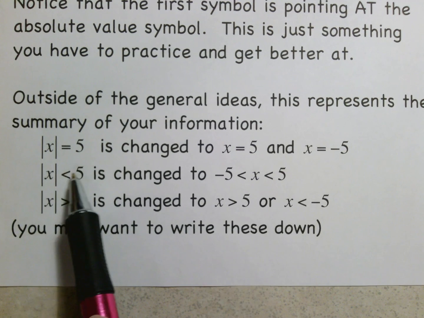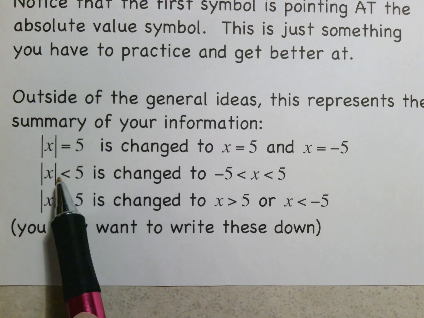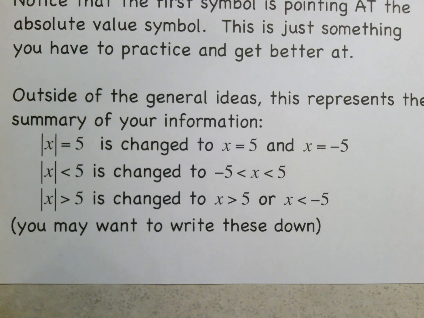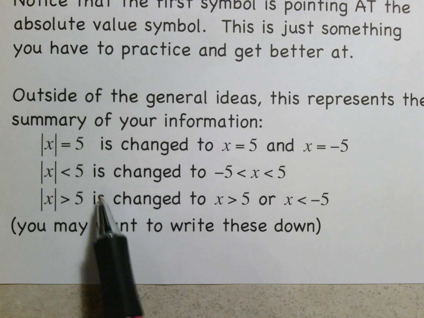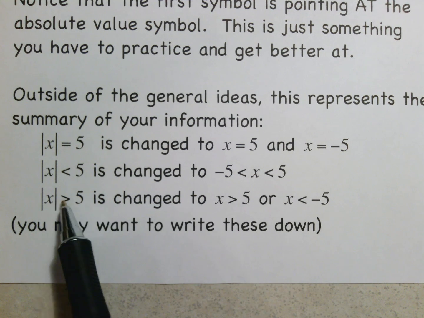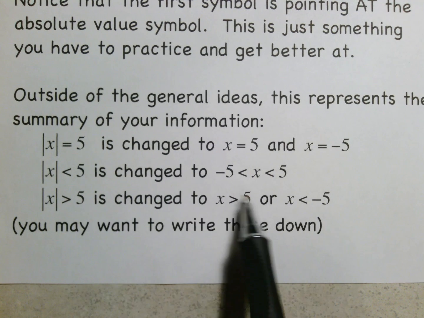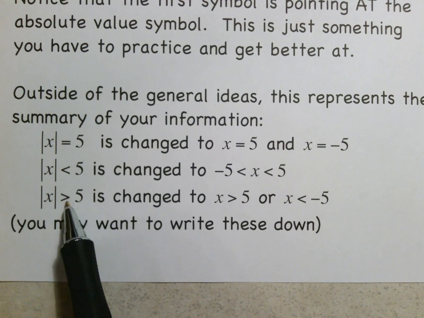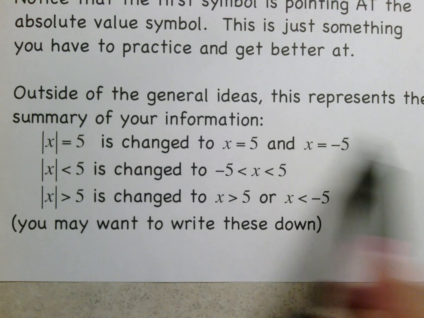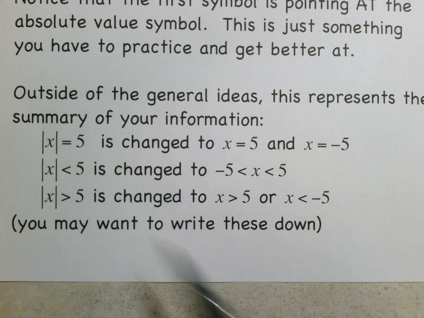Absolute value of x is less than 5, where it points at the bars, is changed to putting a negative, copy the symbol, regular x, copy the symbol, and a regular 5. And if it's pointing at the number, then you put the regular part without the sign, which is x is greater than 5, or you'll keep that, switch, and switch for your second equation. So you may want to write those three situations down, because that again represents your general information for the day.